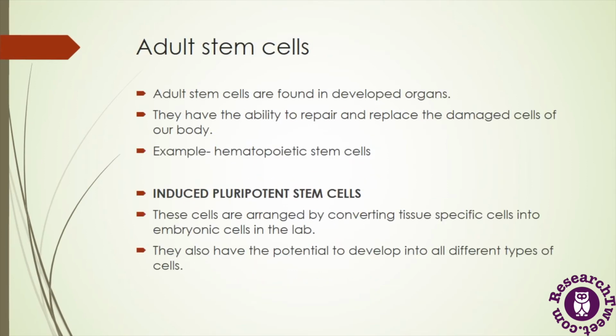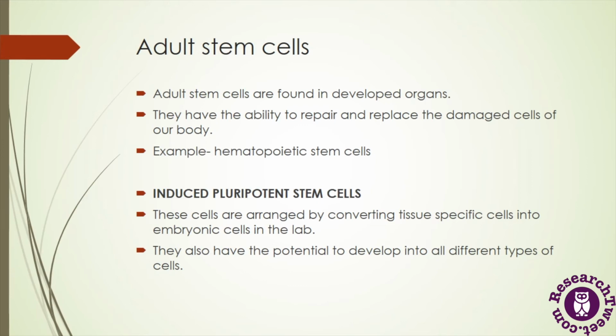Now another type of stem cells is adult stem cells. As the name indicates, these types of cells are found in adults or the developed organs. So basically, as they are found in developed organs, they have the ability to repair and replace the damaged cells of our body. The example is hematopoietic stem cells, which are also considered blood cells, which repair and replace the WBCs and RBCs of our body.